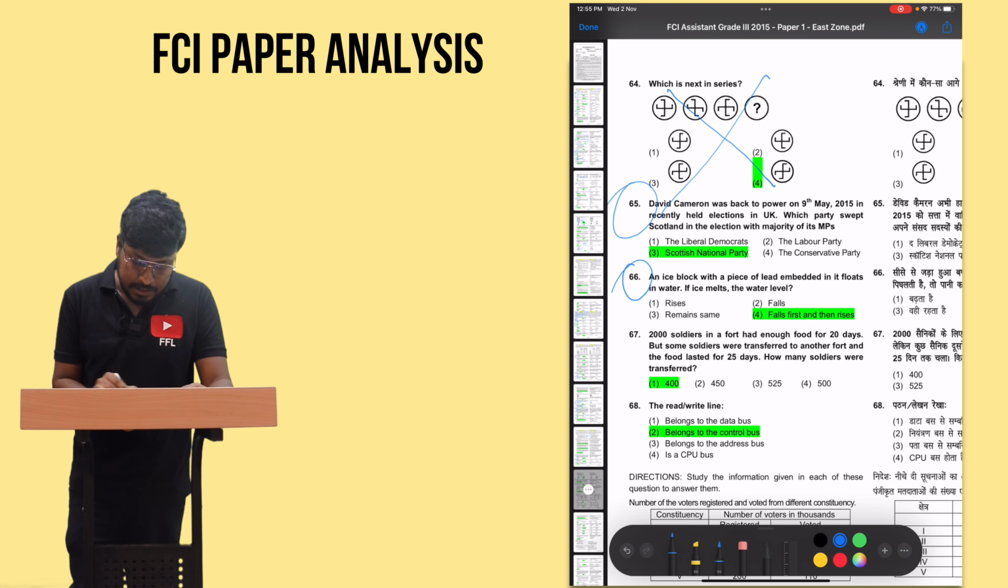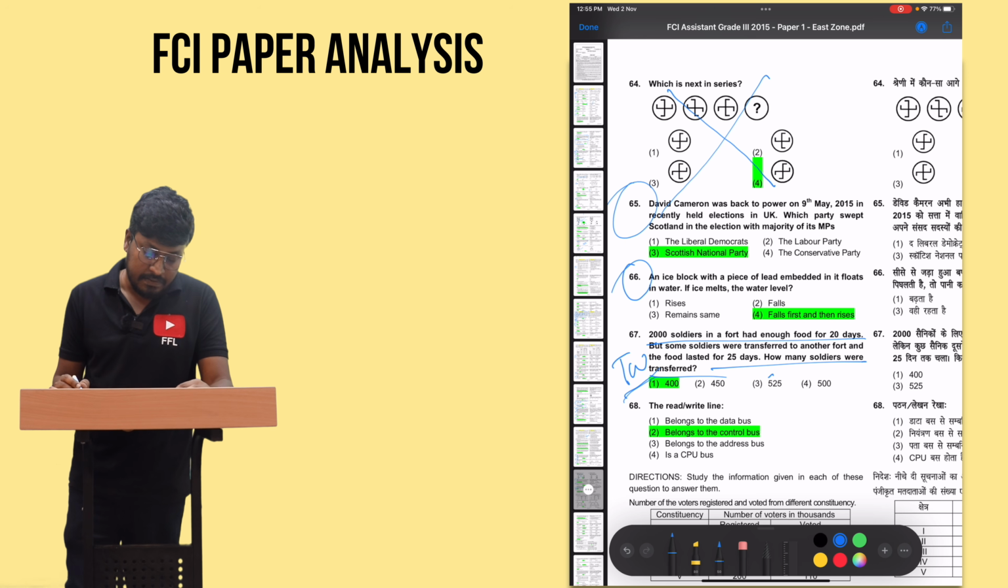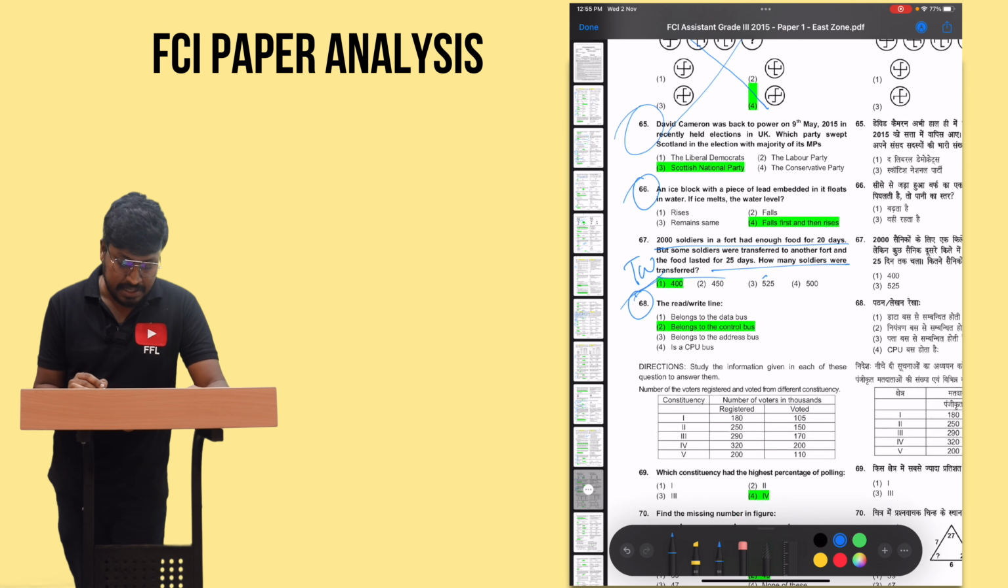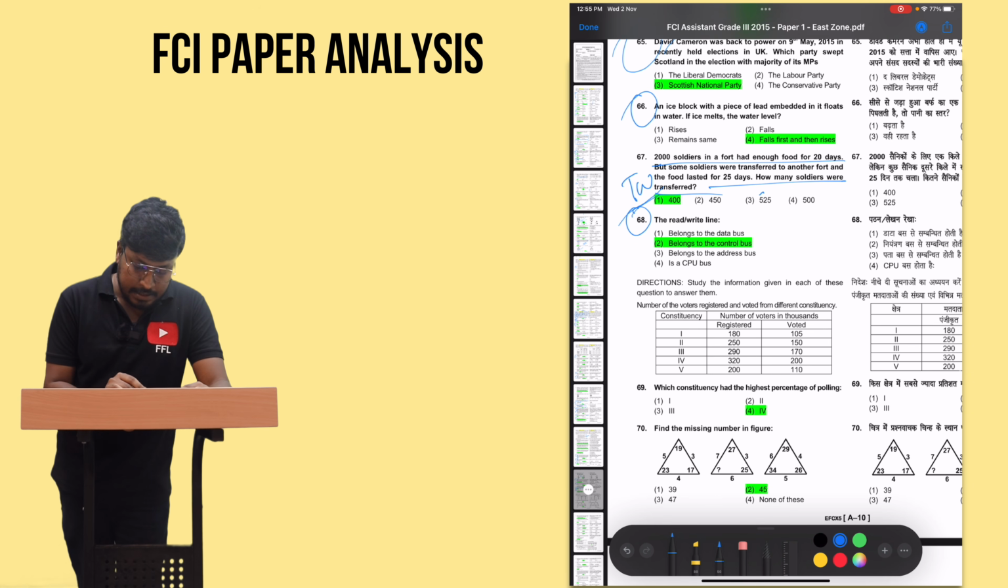200 enough for the soldiers. I think this is for 20 days. How many soldiers were transferred? It's from time and work, right? It's a time and work question. Read and write belongs to, this is a computer based question again.